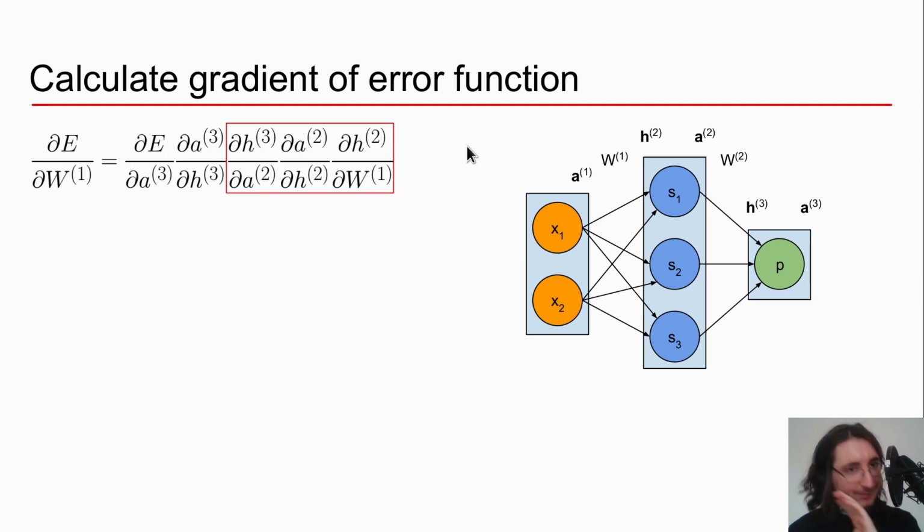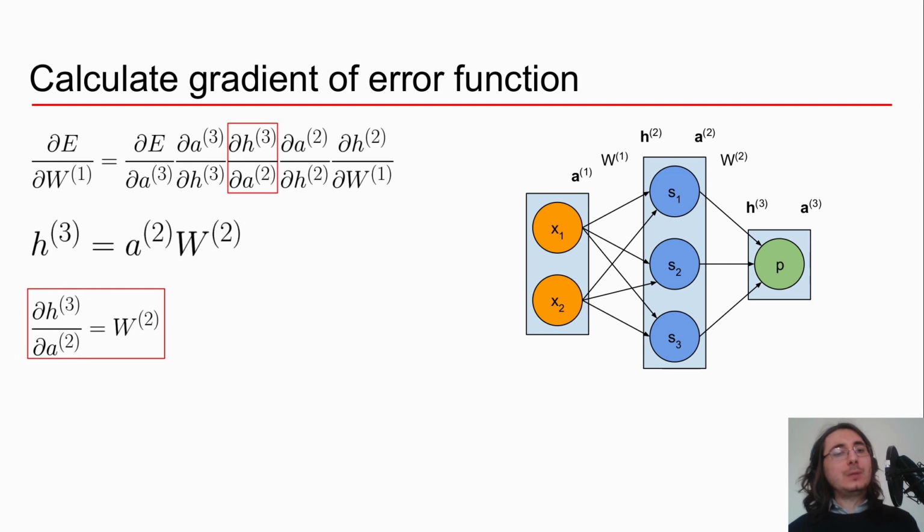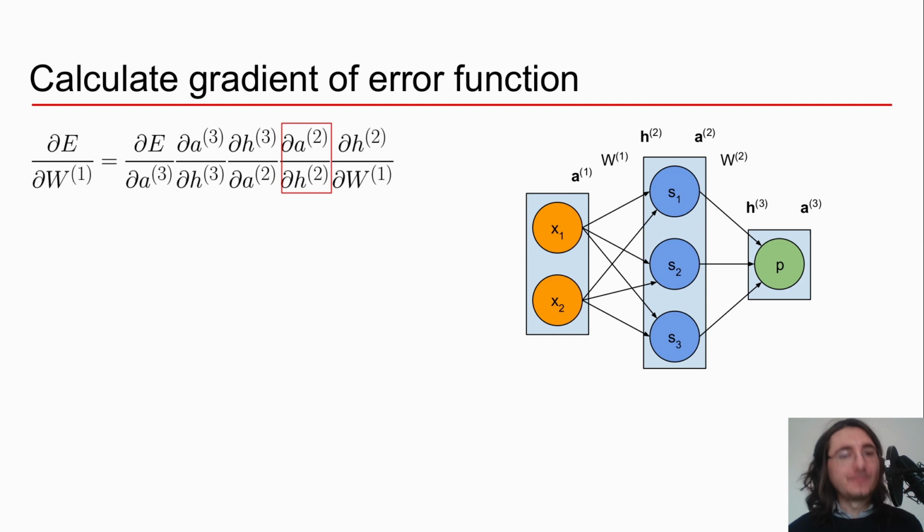So let's start calculating the first one of these 3, the derivative of H3 with respect to A2. H3, again, is given by the matrix multiplication of A2 and W2. And when we calculate the derivative of H3 over A2, we end up with only W2, the weight matrix for layer 2.